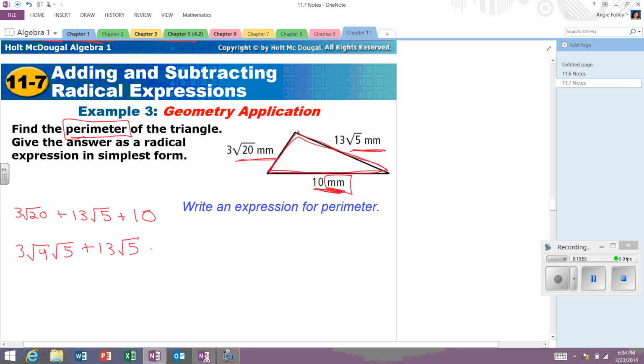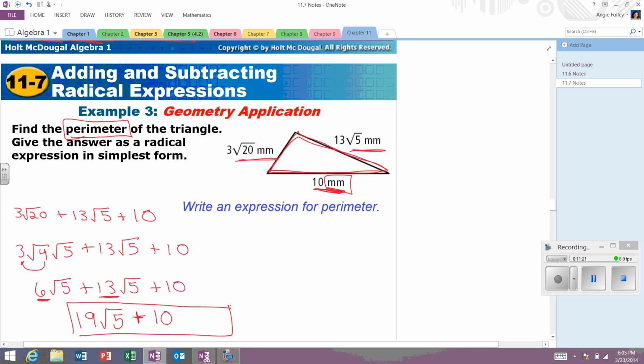We can't simplify radical 5 anymore. The square root of 4 we know becomes 2, which multiplies by the 3. So I have 6 radical 5 plus 13 radical 5 plus 10. Now I can combine these two terms, so I get 19 radical 5. I can't add the 10 in because it is not a like radical. It doesn't have a radical 5 after it. So you have to just keep it.